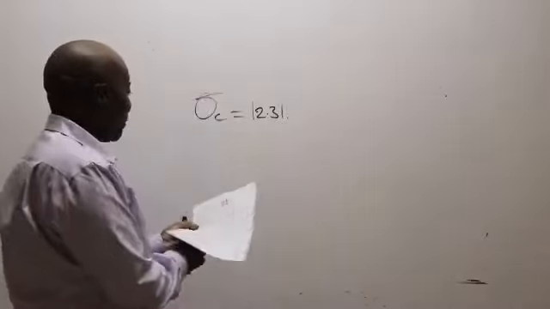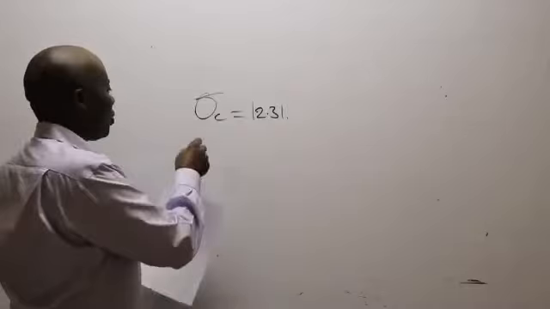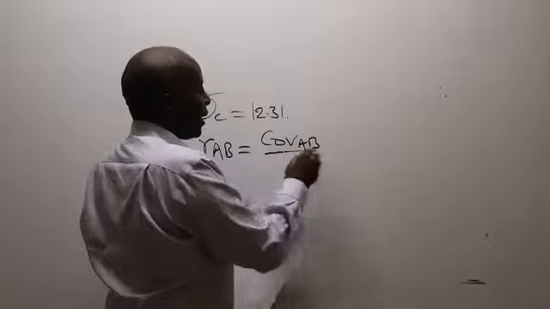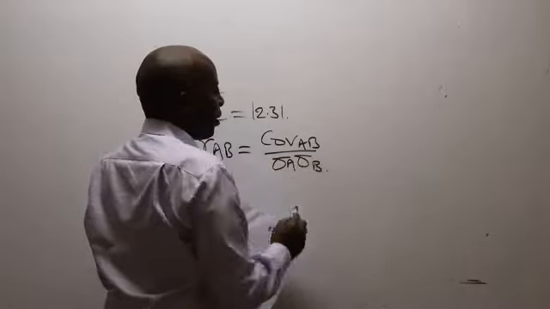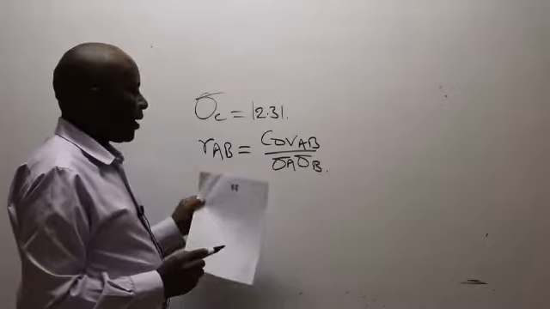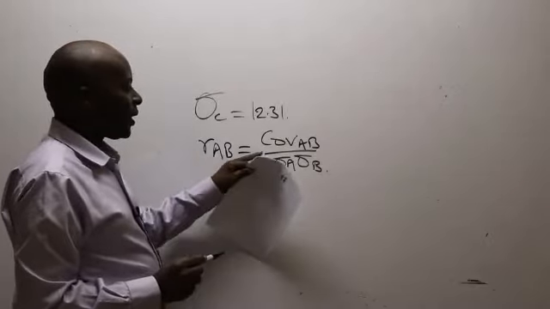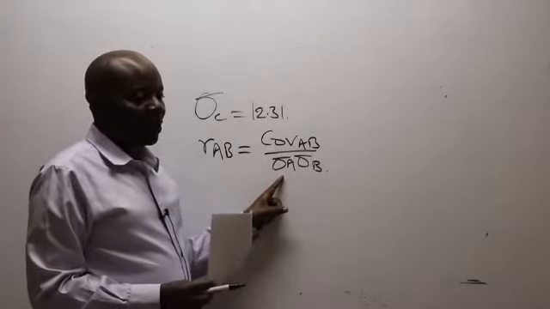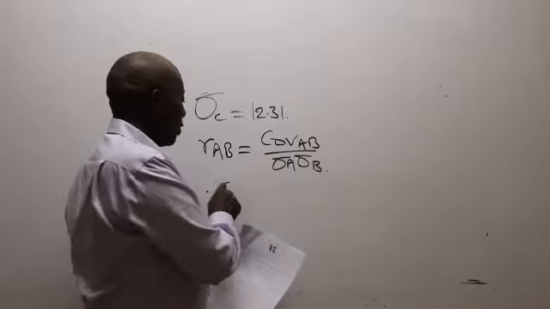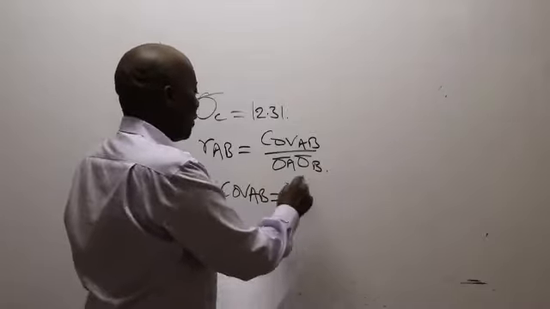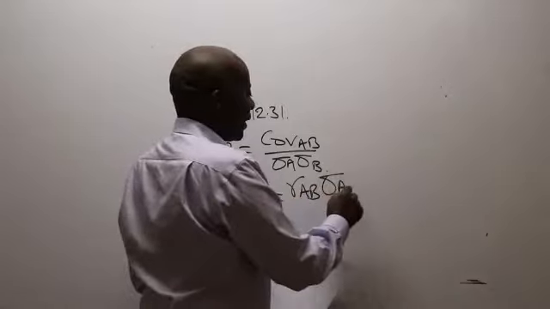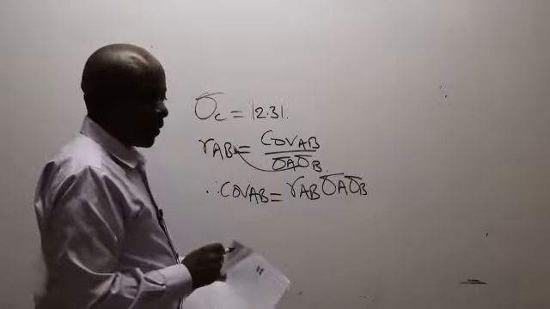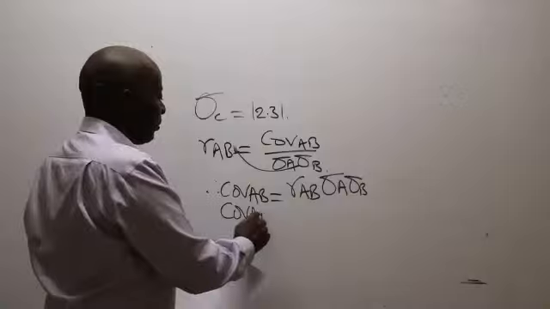You see, what you're supposed to know here is that when they give us the correlation of AB, correlation is the standardized covariance. You take the covariance and divide it by the respective standard deviations. Therefore, to get the covariance between AB, you take R between AB multiplied by standard deviation A and standard deviation B.